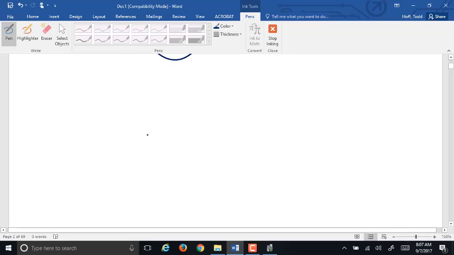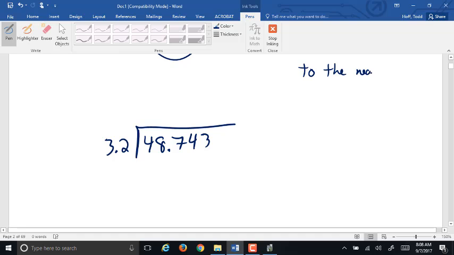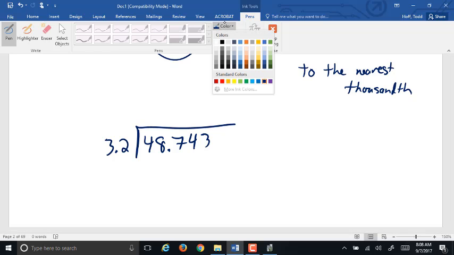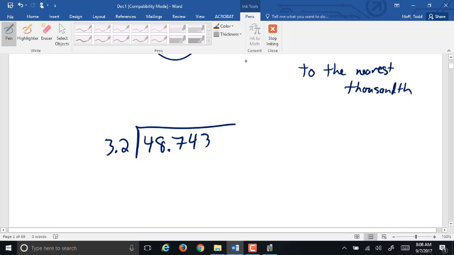If we have something like, well, let's say 48.743 divided by 3.2. I'm going to ask for this to the nearest thousandth. How do we divide by a decimal? Well, the answer is we don't. How do we avoid dividing by a decimal?